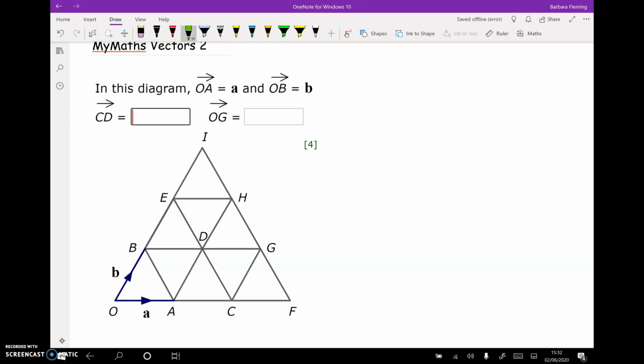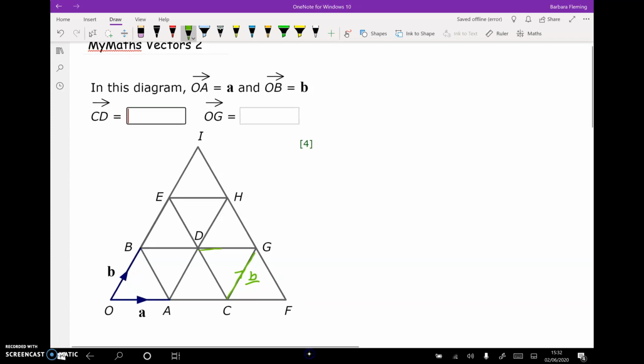So C to D is here. And ideally you'd like to go straight up that way, but we can't. We have no vector information to go directly from C to D. So we have to go the roundabout route. We have to go the scenic route, as I like to call it. So instead of going directly from C to D, we could go from C to G, because that is the exact same as our vector B. It's the same direction and magnitude. And then we can go from G to D, which is our vector minus A, because it's the exact same as our vector A, except instead of going right, it's going left. That minus changes the direction.